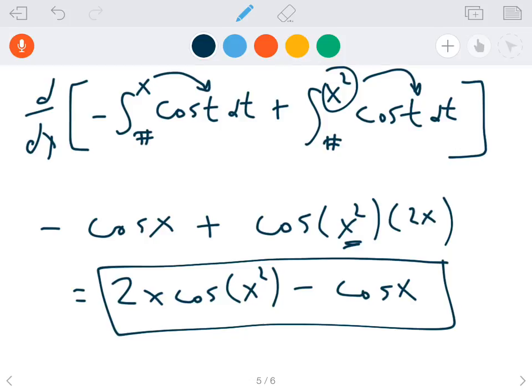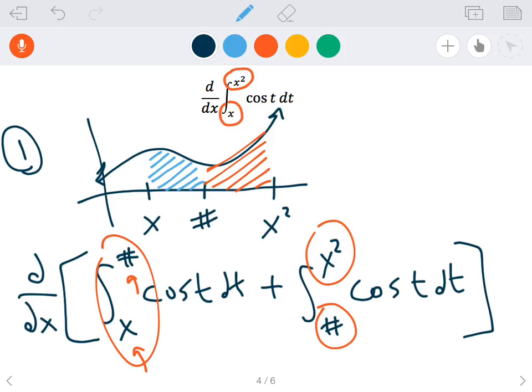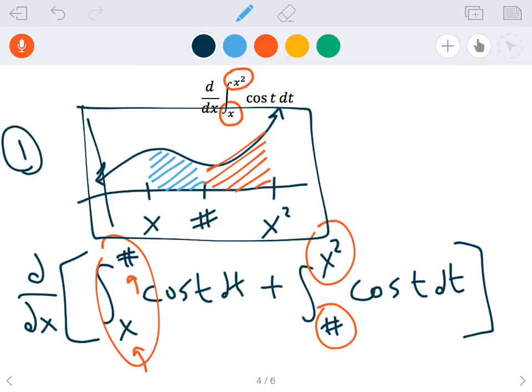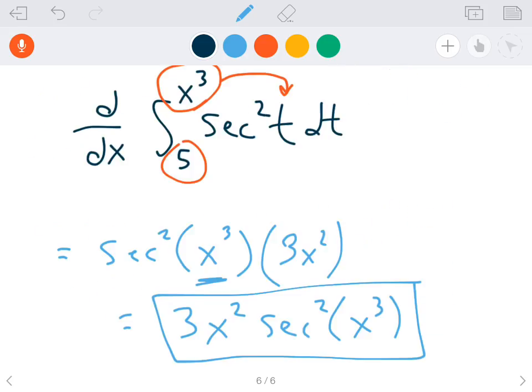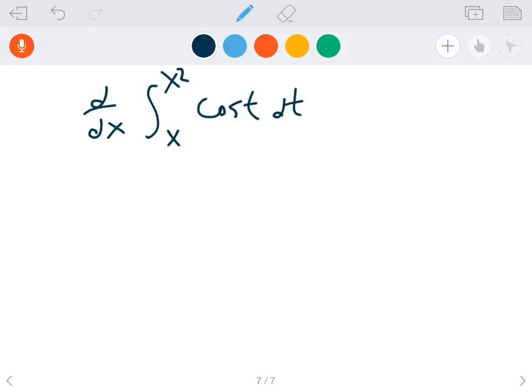So if it conceptually makes sense to draw this picture and split up your integral, then go for it. But sometimes these limits get a little bit confusing, so I want to show you a second option for working this problem. Let me rewrite the problem. This was d dx of the integral from x to x squared of cosine of t dt. We need another way to think about this problem. So this is option number 2.